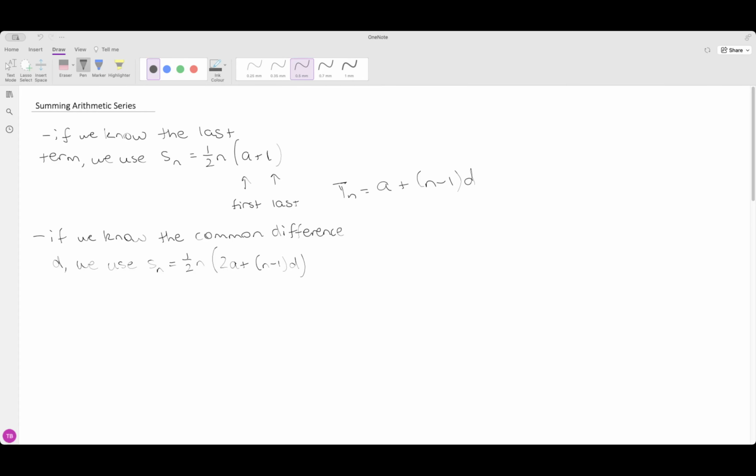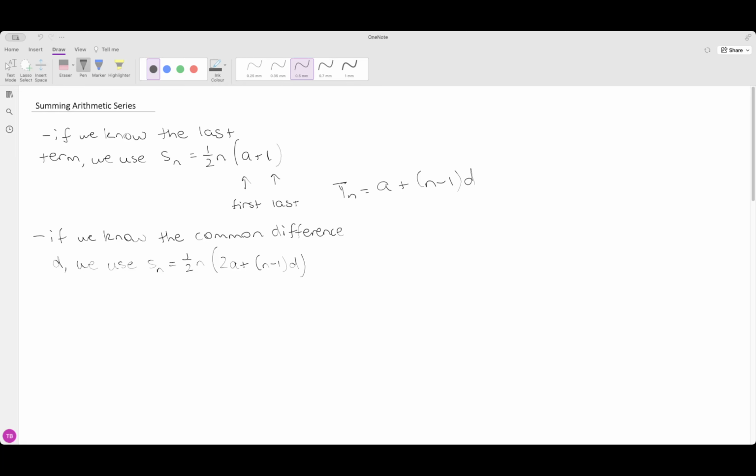Okay, so now that we've taken a look at some problems involving these arithmetic and geometric series, it's now time that we look at the next part of this course, which is summing them up. So we're going to start with arithmetic series. I'm going to break these into two separate episodes. So arithmetic series and then geometric series.